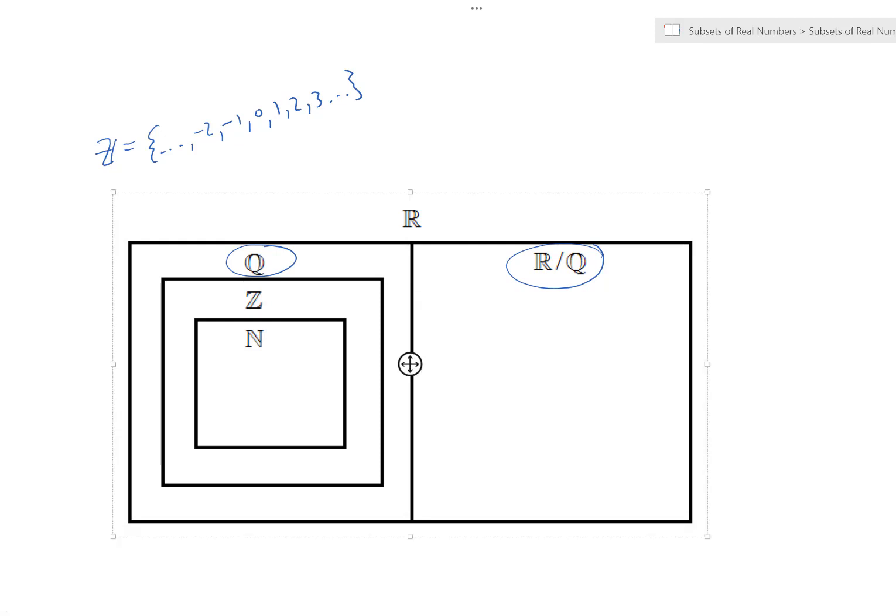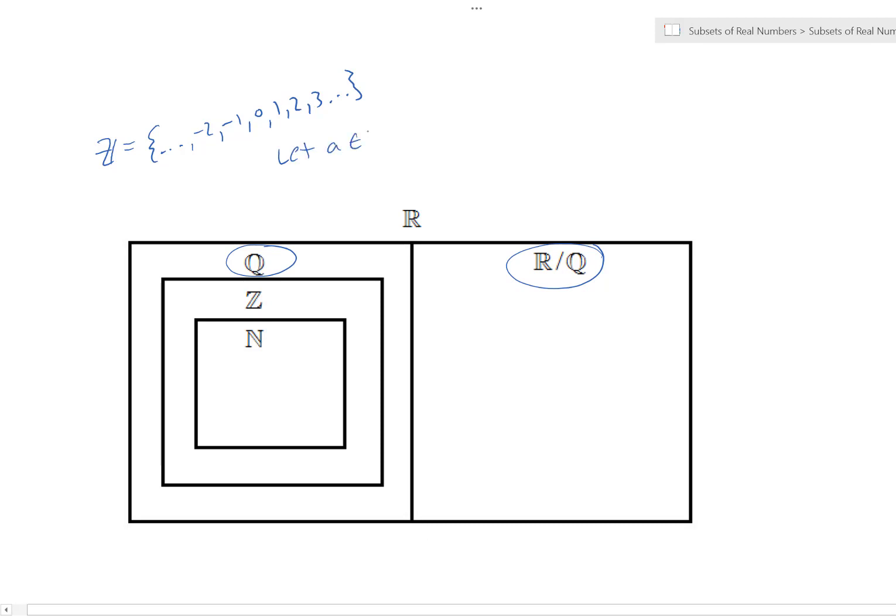So every number in here, if you say let A be an element of Z, then we can express A as A over 1. And hence, pick all these different numbers of A, where A is a positive or negative whole number or 0, and it can be expressed as a fraction, so of the form which is rational. Hence, every integer is a rational number.